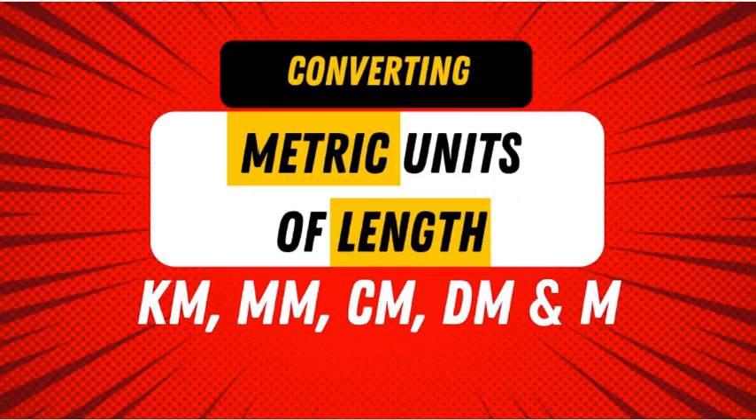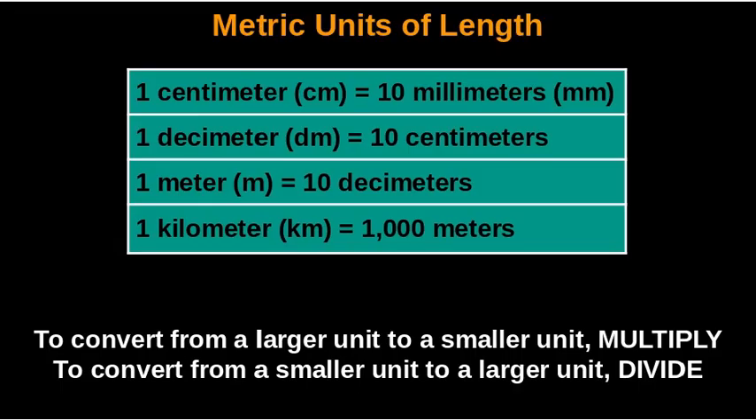In this video, we'll take a look at how to convert the metric units of length. And these are the metric units of length we will use in this video. 1 centimeter equals 10 millimeters, 1 decimeter equals 10 centimeters, 1 meter equals 10 decimeters, and 1 kilometer equals 1,000 meters.